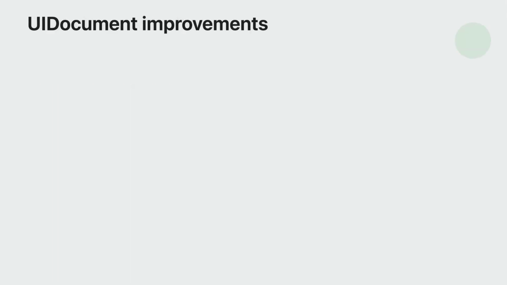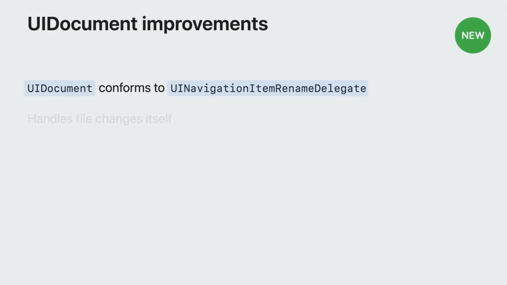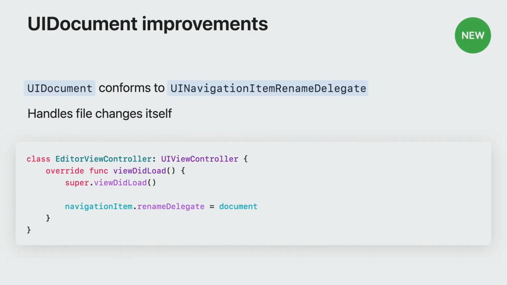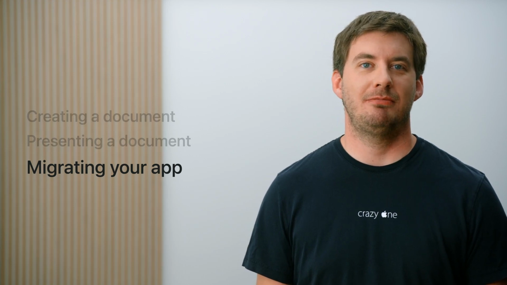In iPadOS 17, UIDocument conforms to UINavigationItemRenameDelegate and will handle the underlying file changes by itself when the user invokes renaming from the title menu. If you're using UIDocumentViewController, it will automatically configure renaming for you. Otherwise, you can set the document as the navigation item's rename delegate manually. These are all the pieces you need to create a great document-centric app in iPadOS 17.